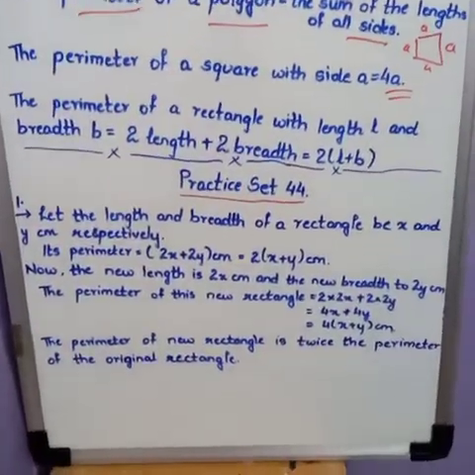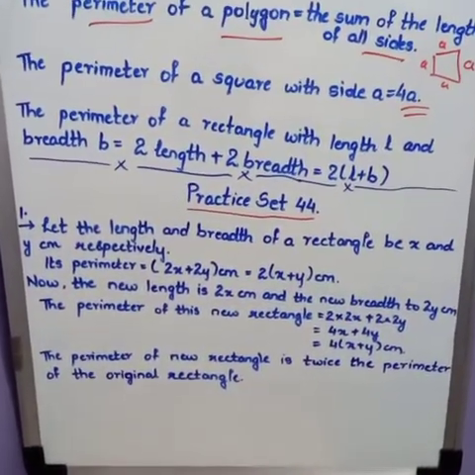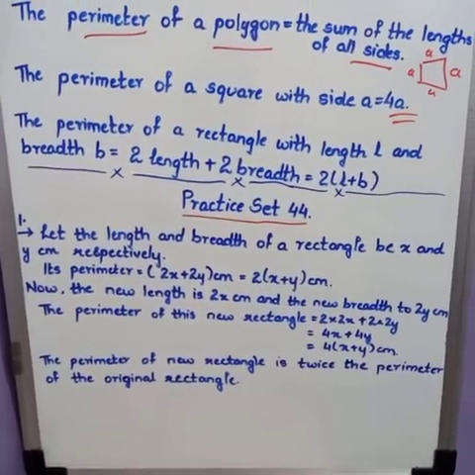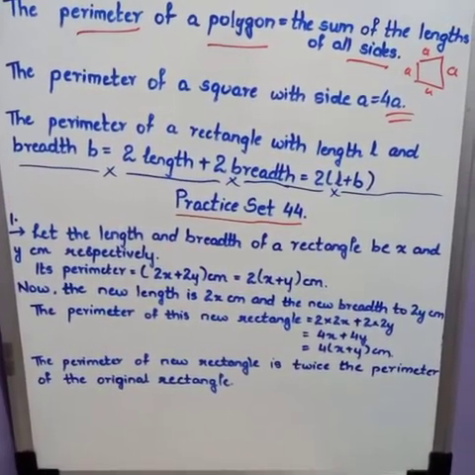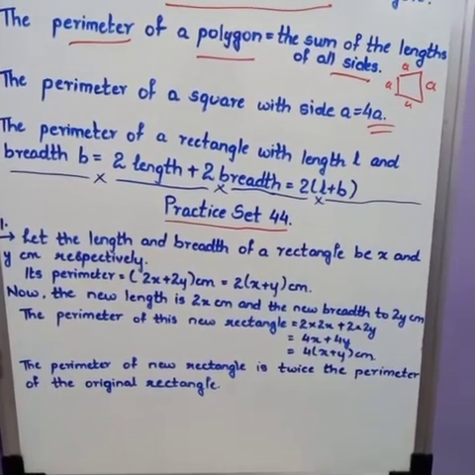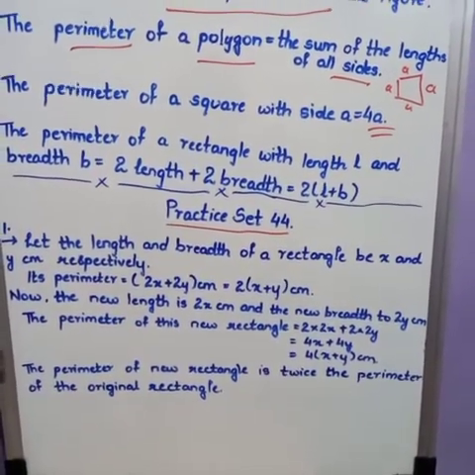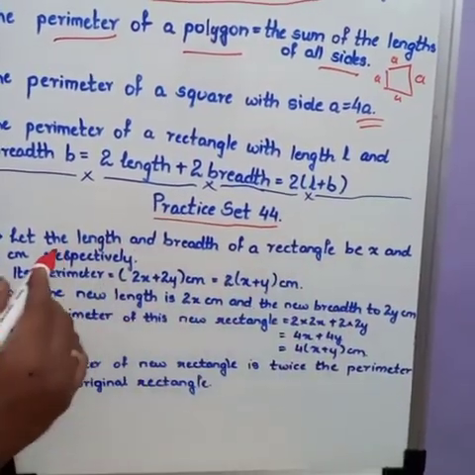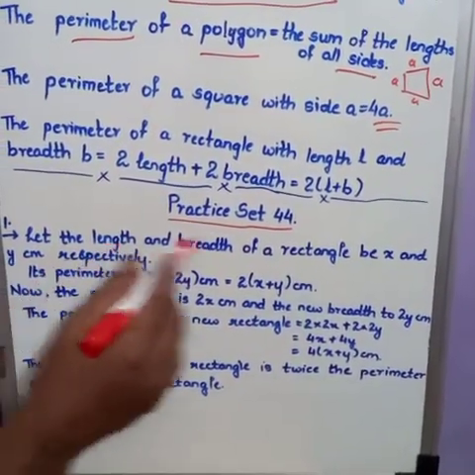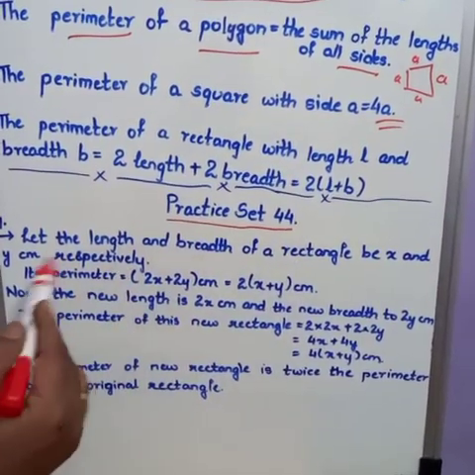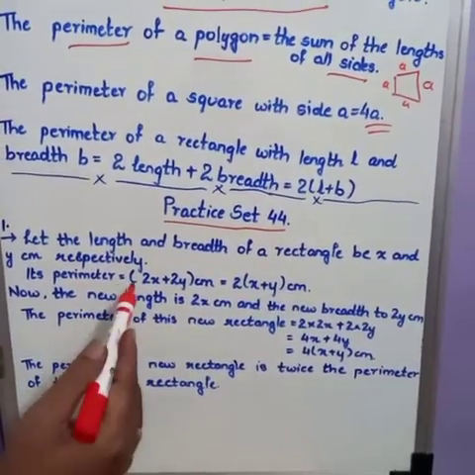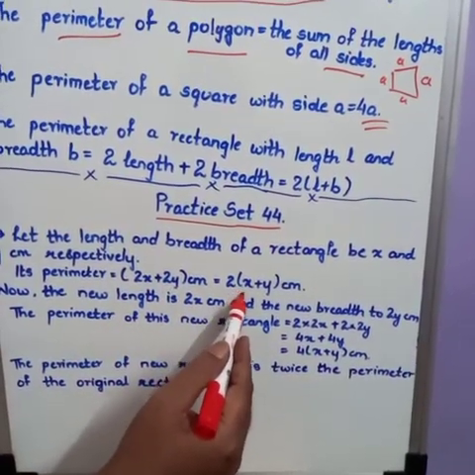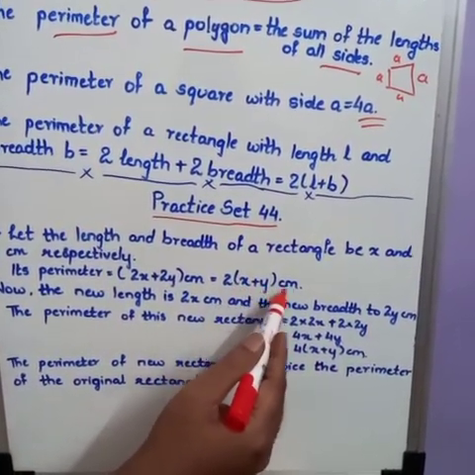Now we'll solve practice set 44. The first sum. If the length and the breadth of a rectangle are doubled, how many times will the perimeter of the new rectangle be that of the original rectangle? Here we consider the length and the breadth of a rectangle to be x and y. Length be x and breadth be y. And the perimeter is 2x plus 2y. So that comes up to 2 in bracket x plus y.